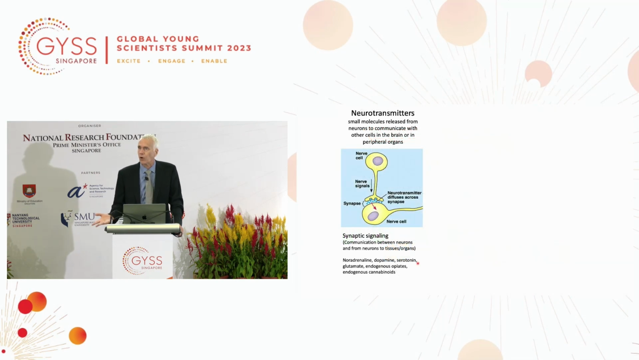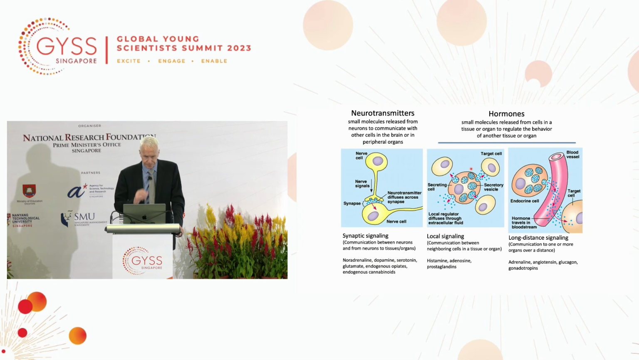So what are hormones and neurotransmitters? Well, you probably know this anyway, but neurotransmitters are released from neurons. So neurons talk to each other through neurotransmitters. Nerves also talk to, for example, skeletal muscles and various other cells within the body. And examples of neurotransmitters that are activating GPCRs include noradrenaline, dopamine, serotonin, glutamate, endogenous opiates, as well as heroin and fentanyl, and endogenous cannabinoids. So these are all examples of neurotransmitters that activate G protein coupled receptors.